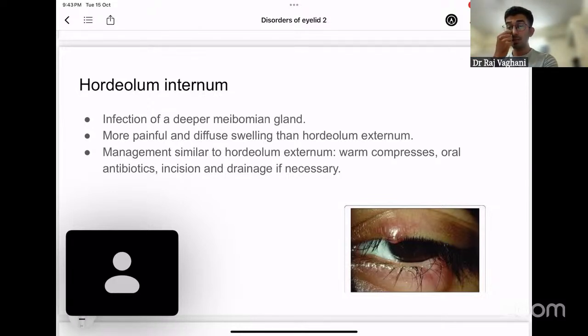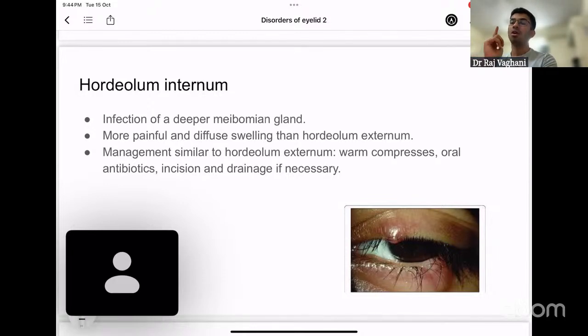This hordeolum internum is more painful. Hordeolum externum was painful, chalazion was painless, and internum is painful, right? It is a more diffuse swelling than hordeolum externum. Management is similar to hordeolum externum: warm compresses, oral antibiotics, incision and drainage. Management is the same for both hordeolum externum and hordeolum internum.